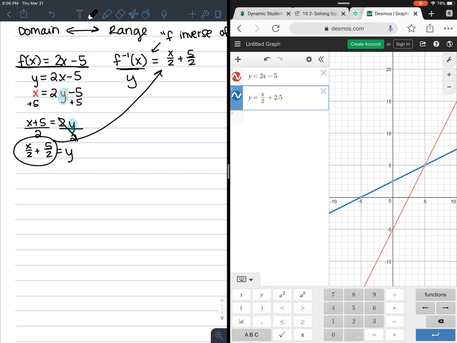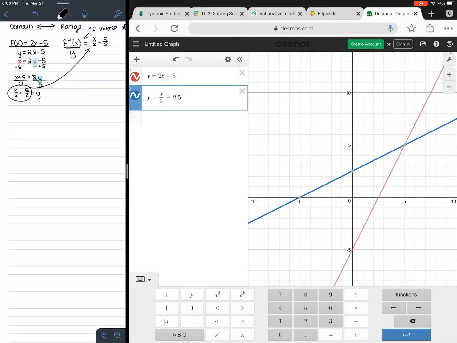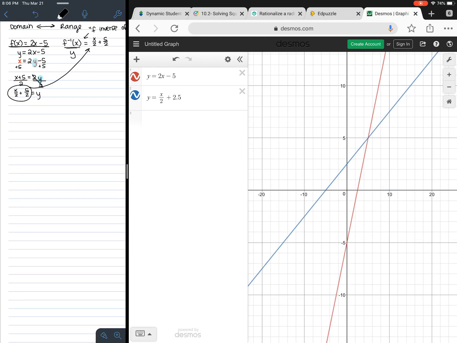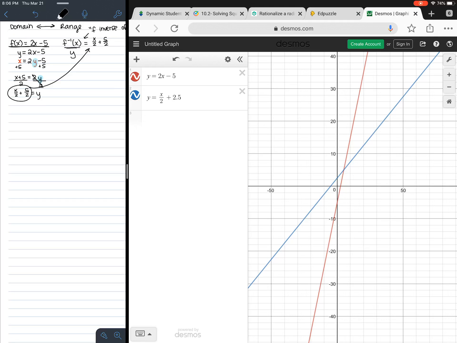Okay, so now I want to look at these graphs and see how they compare to each other. So if we zoom out, they are essentially a reflection of each other, and they cross at that point. Let's see, where do they cross? They cross at 5, 5. So we could do a systems of equations and see where they would cross.